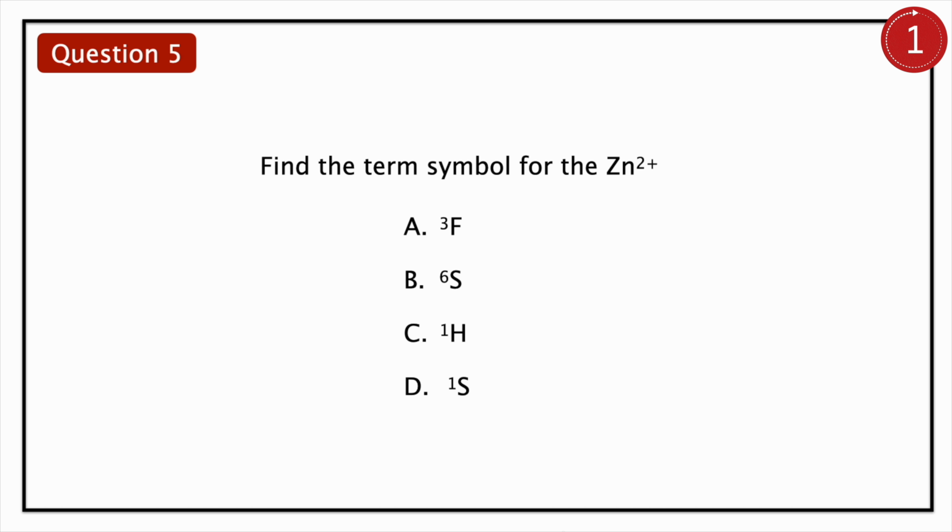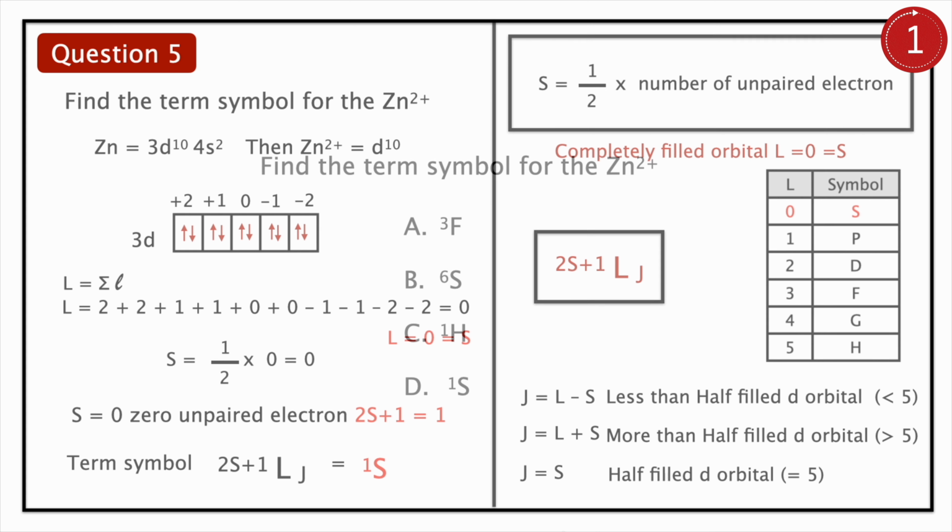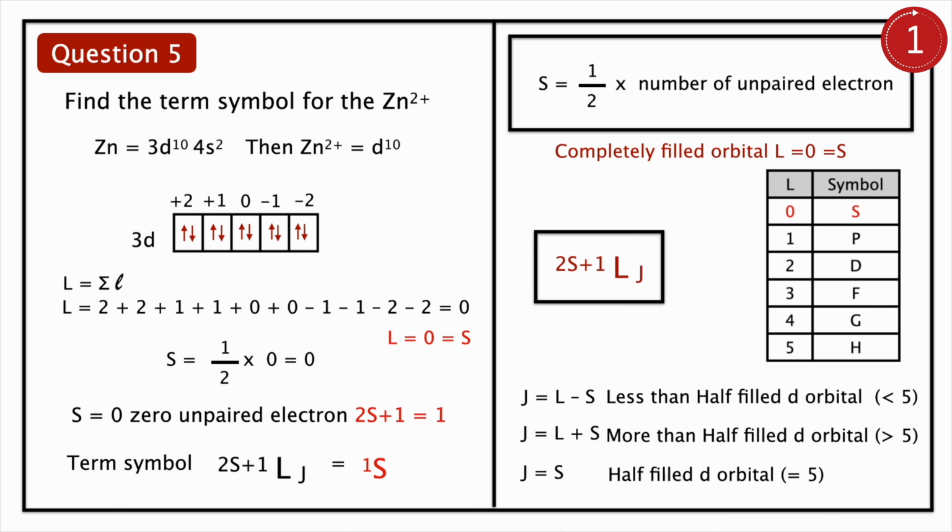Then the next question, find the term symbol for Zn2 plus. The choices are 3F, 6S, 1H, 1S. Here the zinc 2 plus system is given. It is a completely filled orbital because zinc is 3d10 4s2. Zinc 2 plus means d10 system. Completely filled orbital, if you calculate it manually, you will get L value of 0. It is the important trick. If it is a filled orbital, L value is always 0.